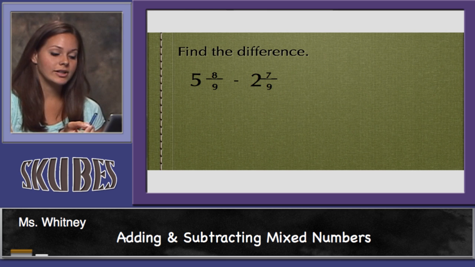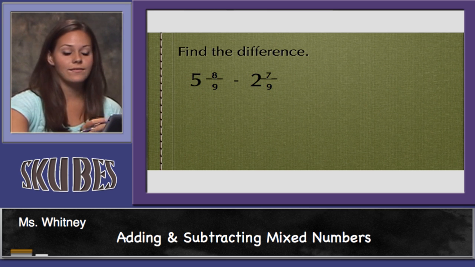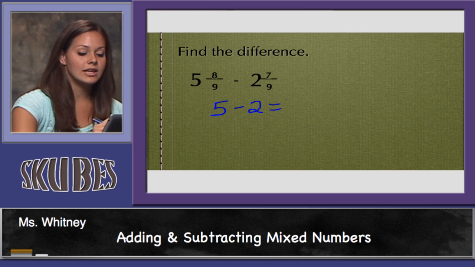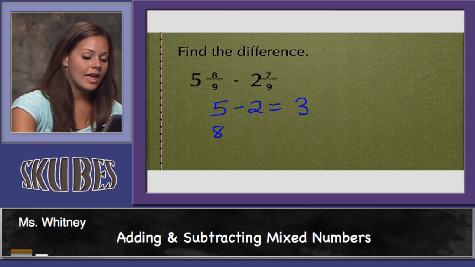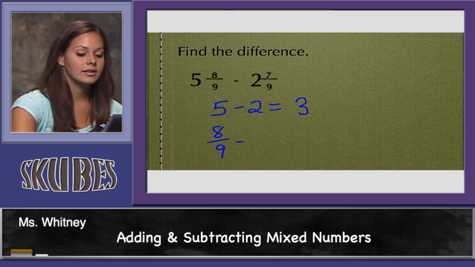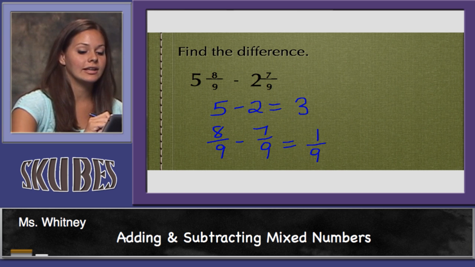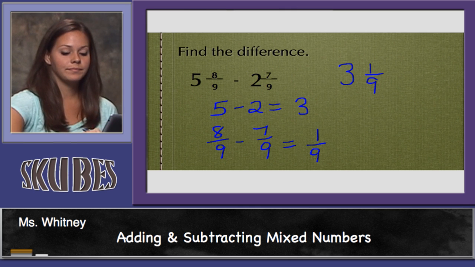Again, we're going to find the difference. 5 8/9 take away 2 7/9. I'll start with my whole numbers. 5 minus 2 is equal to 3. And now my fractions. 8/9 take away 7/9 is equal to 1/9. My mixed number answer is 3 1/9.